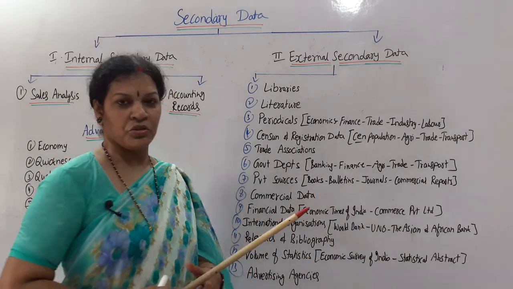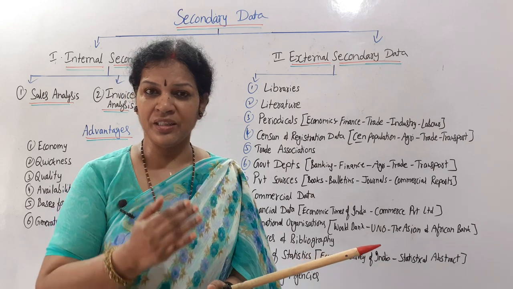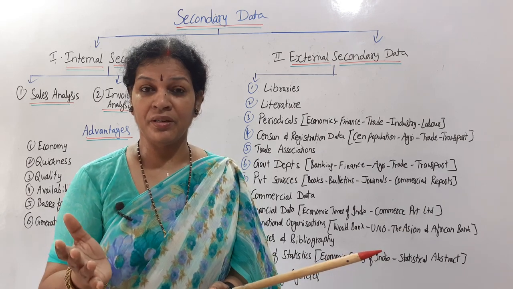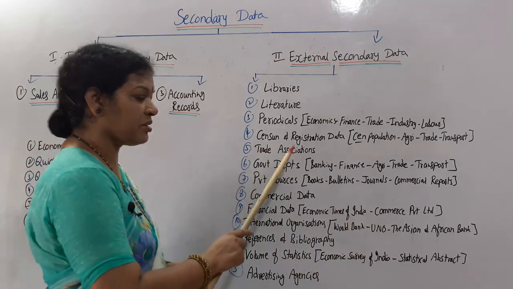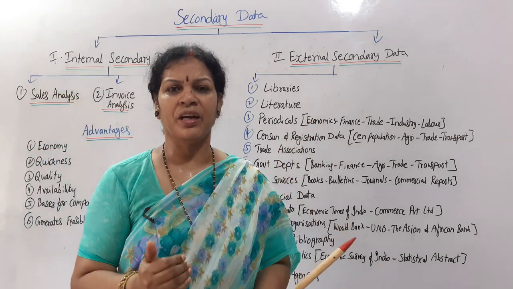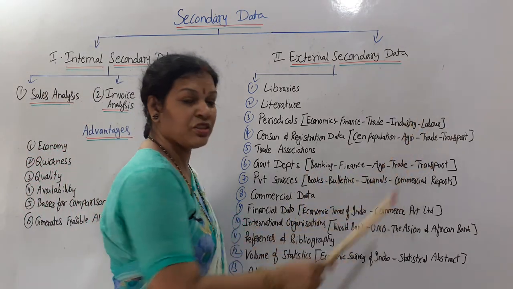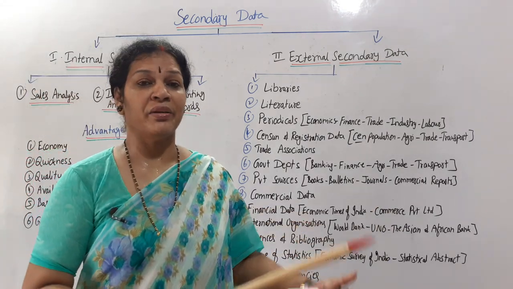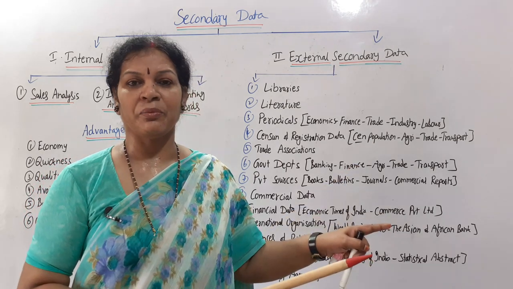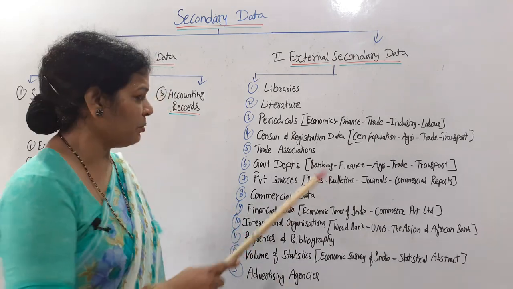And next one is the trade associations. There are some trade associations which will give you the data. From those associations, we can take the required information, maybe commerce, trade, foreign trade, export, import, anything it can be. Next one is the government departments. Sometimes from government departments also, we can collect the data and use it. Examples are banking, finance, agriculture, trade, transport. Government data is free of cost, available on government websites or Google or wherever possible. You can directly visit and collect the data. That's about the government departments.